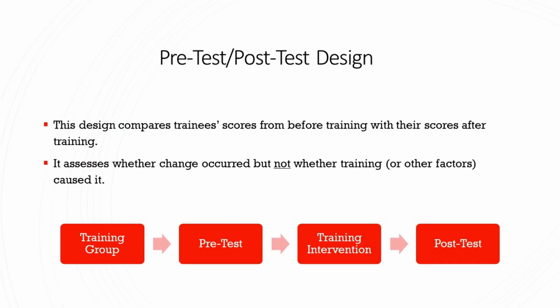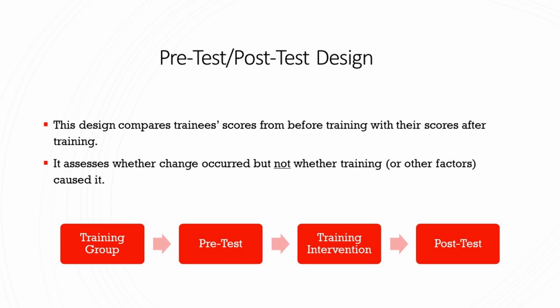The pre-test, post-test design involves two measurements from the training group, one before training and one after training. For each learner, we can compare their two sets of scores. We can use t-tests and other tests of significance to determine whether differences between pre-training scores and post-training scores are statistically significant and therefore indicative of a real change in some KSAO.